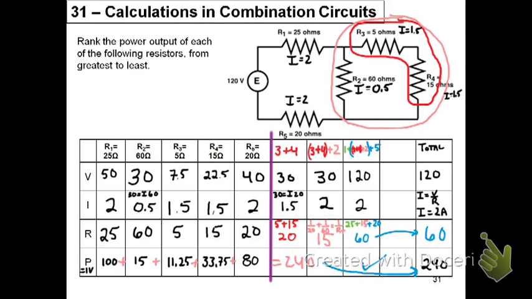Now it's simply a matter of ranking the power outputs. R1 is greater than R5, which is greater than R4, which is greater than R2, which is greater than R3. And at this point, we have answered the question of ranking the power output of each of the following resistors from greatest to least. Thank you.